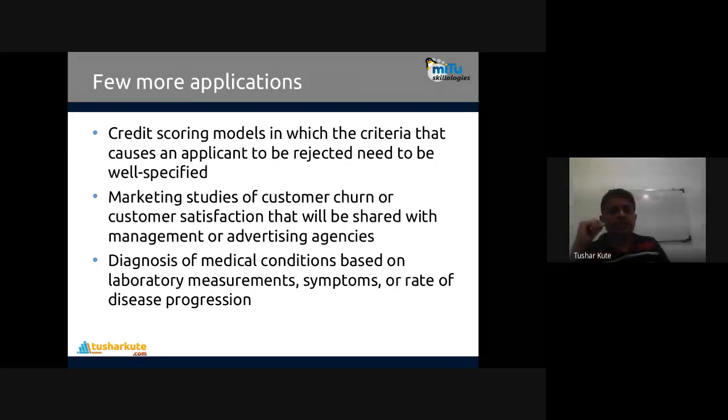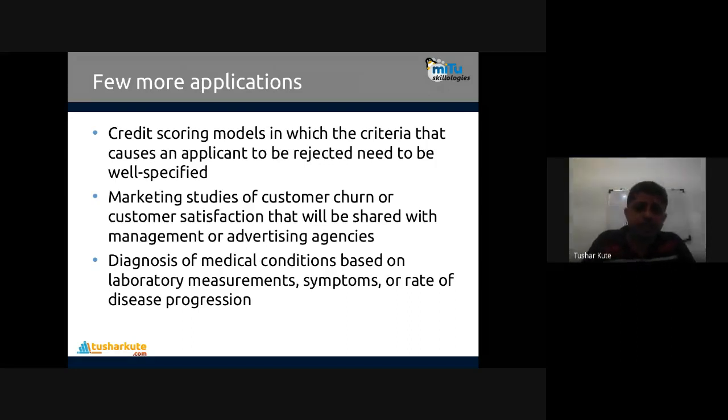Many applications are there, like credit scoring models, where the criteria that cause an applicant to be rejected need to be well specified. We can consider how much credit is present, and based on that, whether you have to grant the credit card or the loan to a particular customer or not.